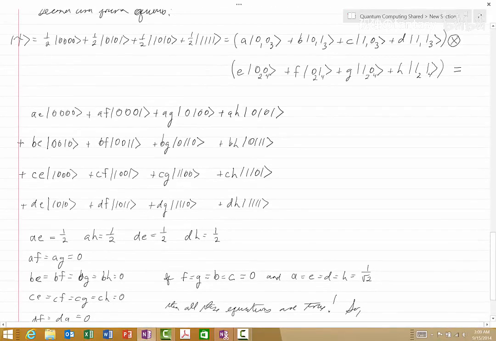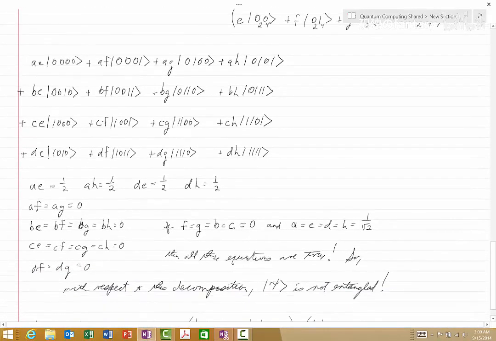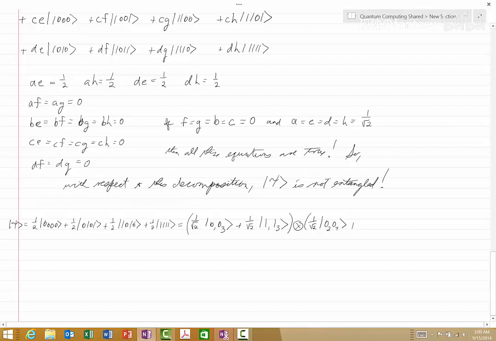F and G are both 0, but H is 1 over square root of 2, plus 1 over square root of 2, 1, 2, 1, 4.